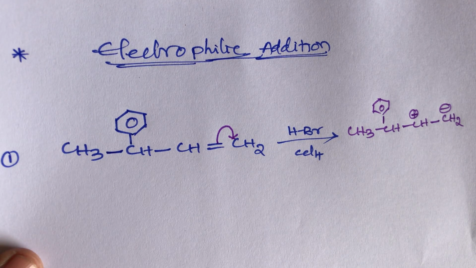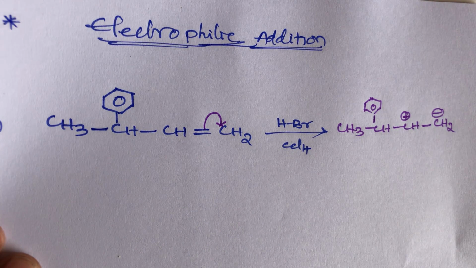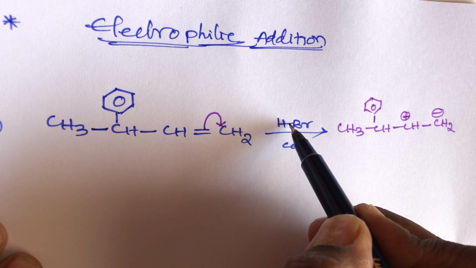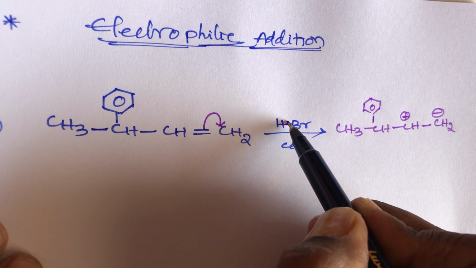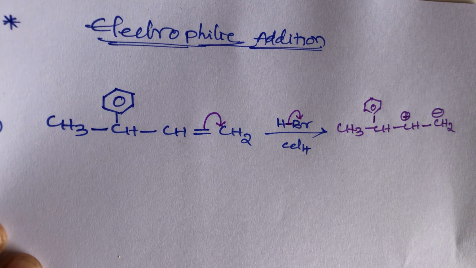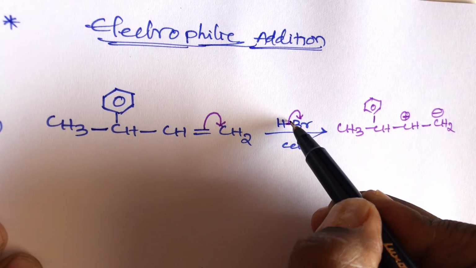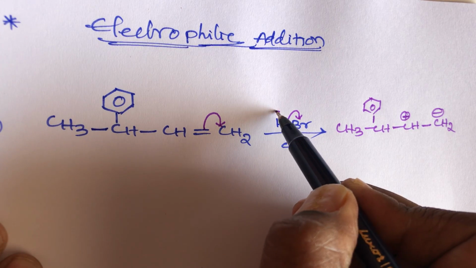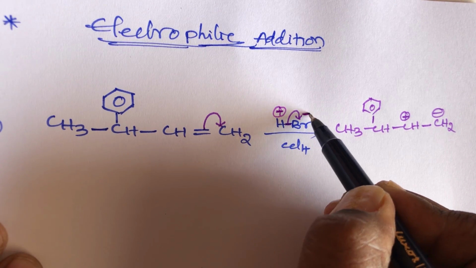In the first step of an electrophilic addition reaction, what is the first attacker? The first attacker is the electrophile. What is an electrophile? An electrophile means an electron deficient species, or a positive species. Here HBr is there, and in HBr one bond is there. This bond shifts towards the right hand side because bromine is a more electronegative atom. So this hydrogen gets a positive charge and bromine gets a negative charge.